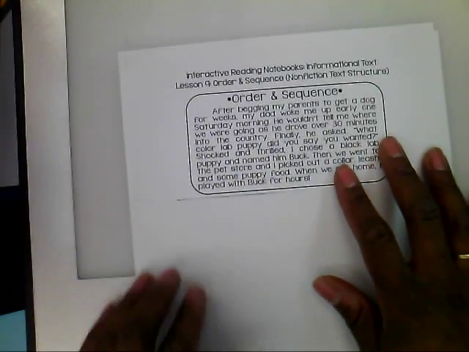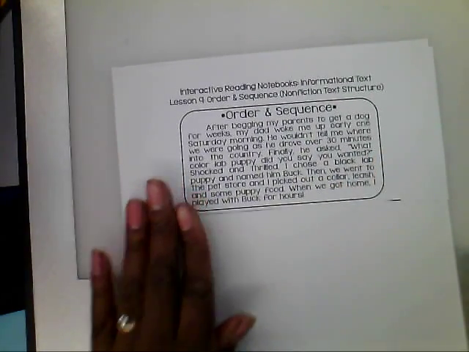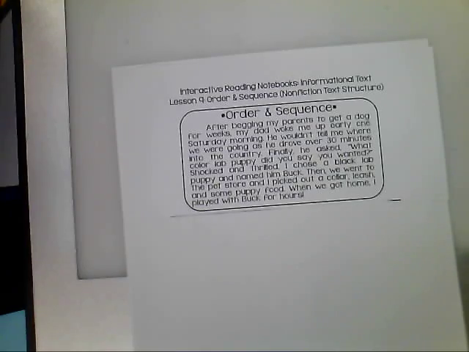It says, after begging my parents to get a dog for weeks, my dad woke me up early one Saturday morning. He wouldn't tell me where we were going as he drove over 30 minutes into the country. Finally, he asked, "What color lab puppy did you say you wanted?" Shocked and thrilled, I chose a black lab puppy and named him Buck. Then we went to the pet store and I picked out a collar, leash, and some puppy food. When we got home, I played with Buck for hours.